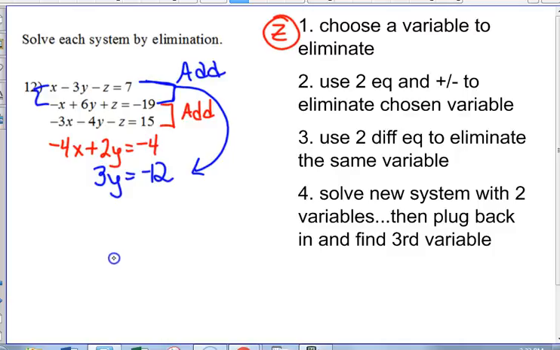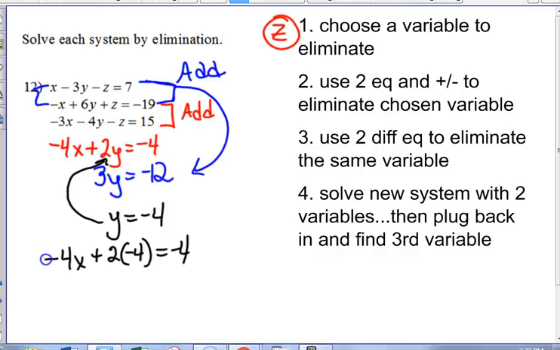Now, normally at this point you'd have a system with 2 variables and you'd have to solve it. But we're really lucky because one of them's already pretty much solved, right? What do we get? We get y equals negative 4. Where can I put that back in and it will help me? The red equation is correct. I want to put it in here. If I put it back in one of these up here, I'll still have 2 unknowns. If I put it back in this red one, I'll have negative 4x plus 2 times negative 4 equals negative 4.